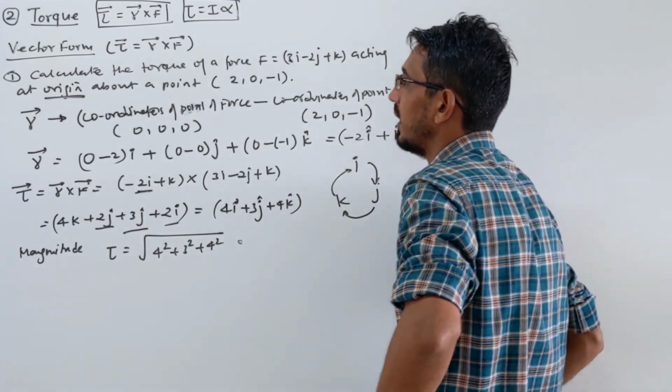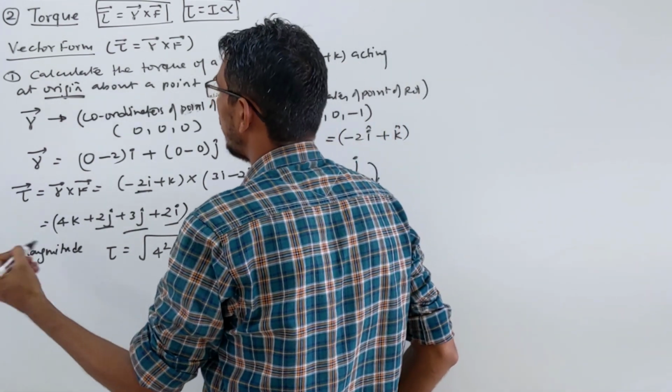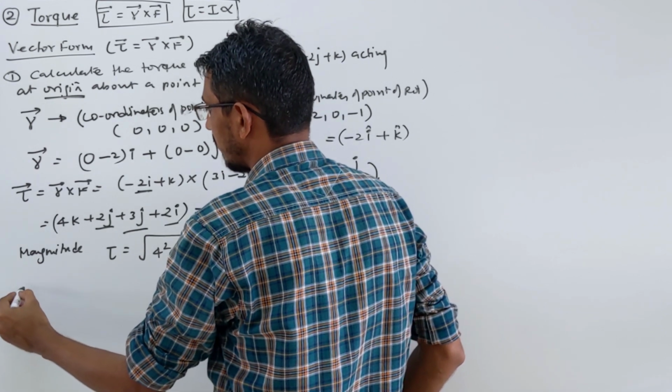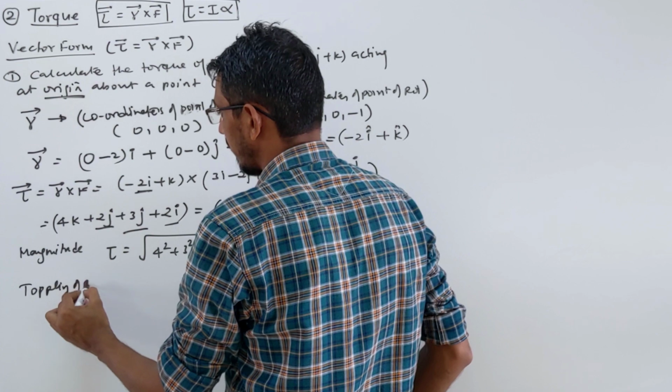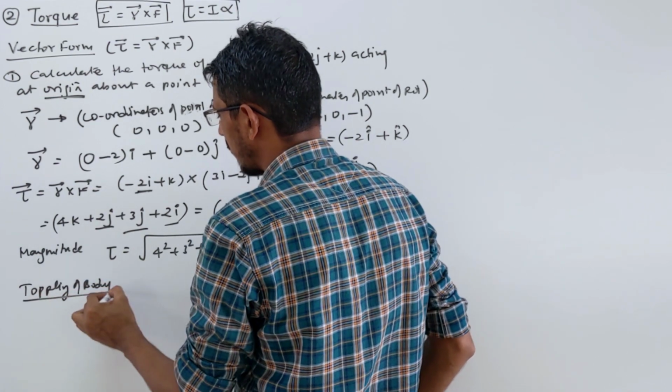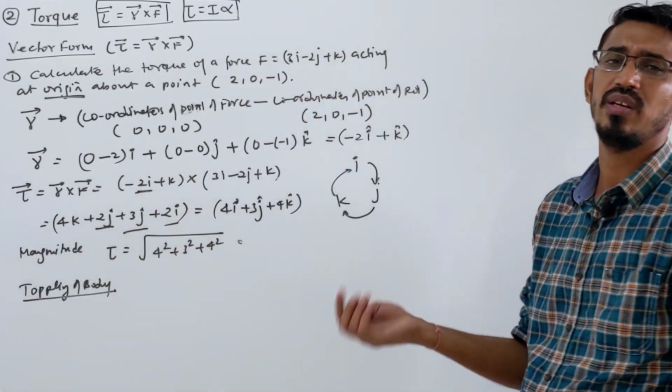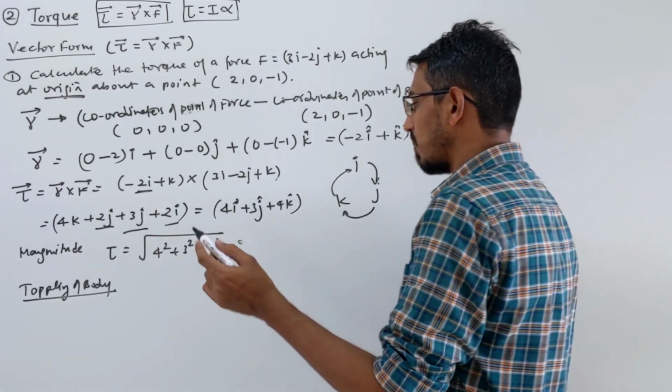Then the other question they ask here, only once or twice they have asked, is called toppling of the body. Toppling of body, about rotational equilibrium. Now onward all problems are based on rotational equilibrium, okay? So what is toppling of body?